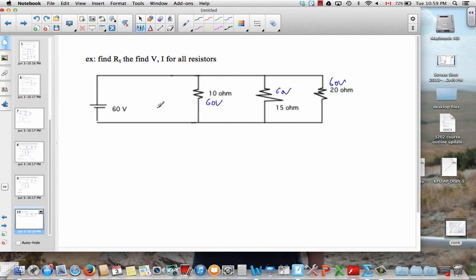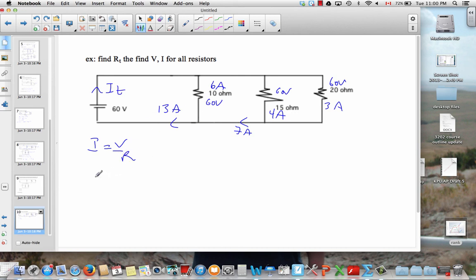Now we can find the current, because of course if V is IR, I is V over R. So there's 6 amps of flow here. 60 over 15 is 4 amps of flow. 60 over 20 is 3 amps of flow. So there'll be 7 amps when the 4 combines with the 3, and there'll be 13 amps of total current when the 7 and 6 combine.